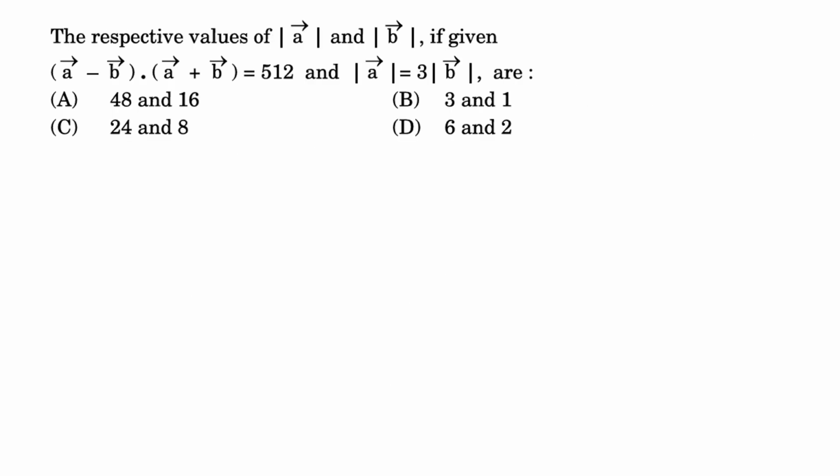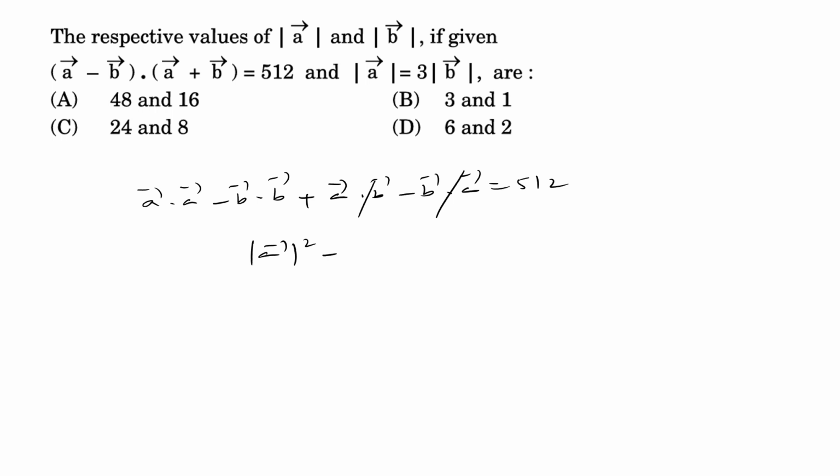Let's have a look at the next question. A plus B dot A minus B is equal to 512. Dot product distributes over addition. So if you open the bracket, you get A dot A minus B dot B plus A dot B minus B dot A is equal to 512. Dot product is commutative, so this gets cancelled. A dot A can be replaced as magnitude of A square minus magnitude of B square is equal to 512.